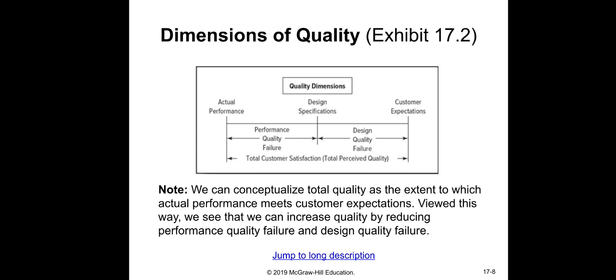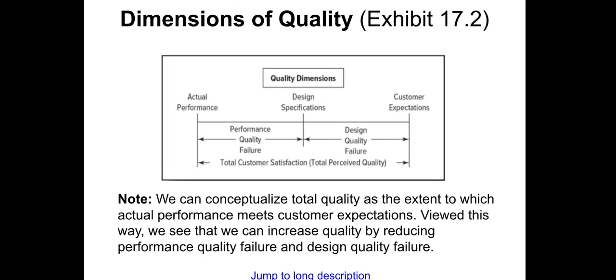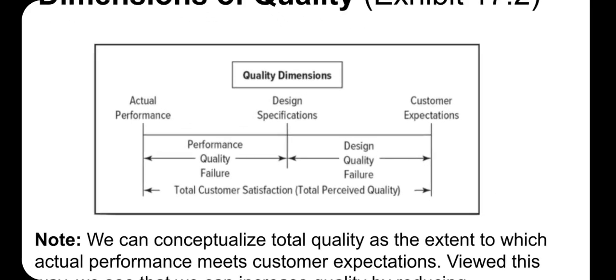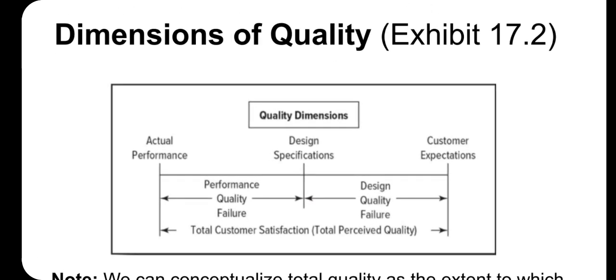Okay, so these are still related to the definition of quality. In this Exhibit 17.2, you can see a figure trying to show or explain the actual quality dimensions: performance quality, design quality, customer expectation, actual performance, total customer satisfaction, or total perceived quality.